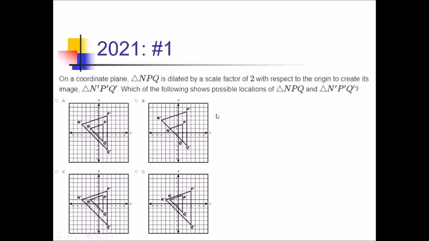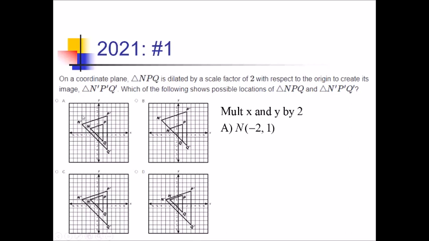Now, when we're dilating with a scale factor of 2 with respect to the origin, basically that means we are multiplying all the x and y values of our original triangle by 2. So probably the easiest way to figure out which of these is the new triangle is just to take a look at the points of NPQ and see if the new triangle here really is all those coordinates multiplied by 2. So the point N here, this is -2, 1.